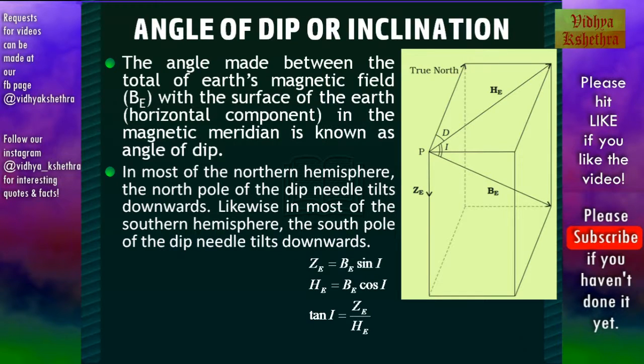Now Zd, which is the vertical component of the magnetic field, is equal to Be sin I, where I is the angle of dip. Similarly, the horizontal component He is equal to Be cos I. Therefore, tan of I, which is the tangent of angle of dip, is equal to the ratio of Zd by He. That is the ratio of vertical component of the Earth's magnetic field by the horizontal component of the Earth's magnetic field.